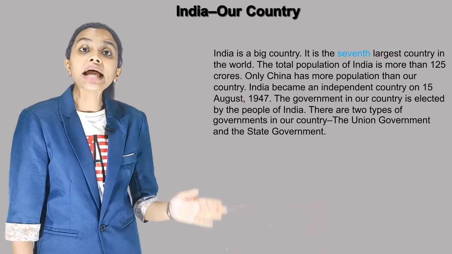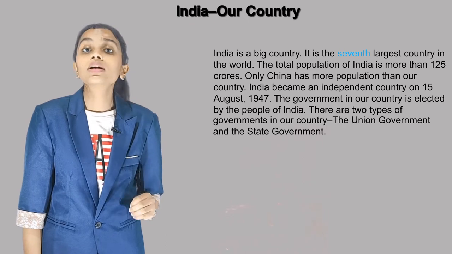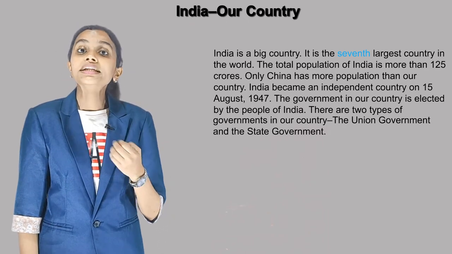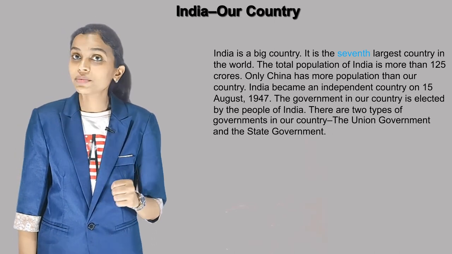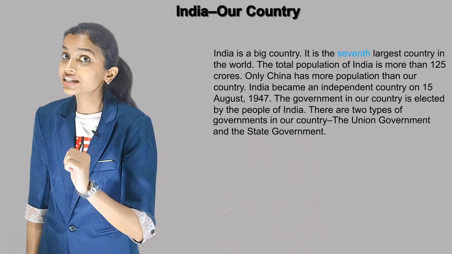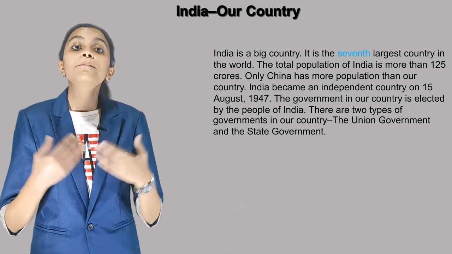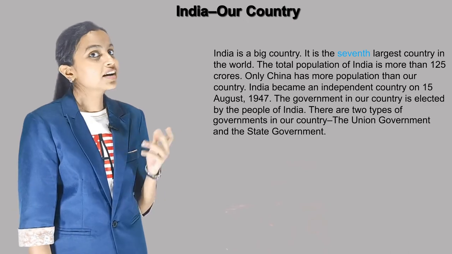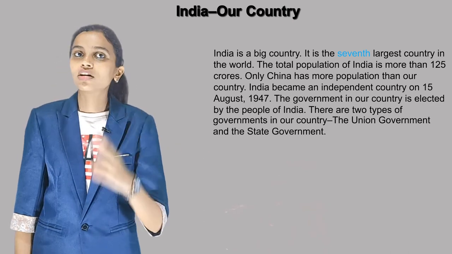India became an independent country on 15th August 1947. Our India became independent on 15th August 1947. The government in our country is elected by the people of India. Our government is made by us people only. There are two types of government in our country. The union government and the second is the state government.